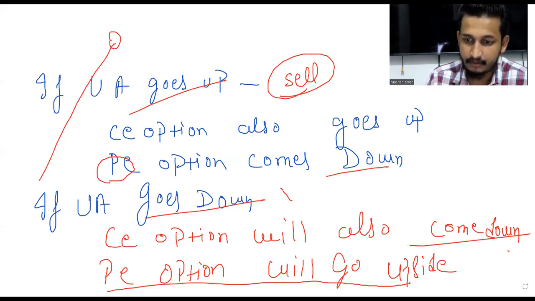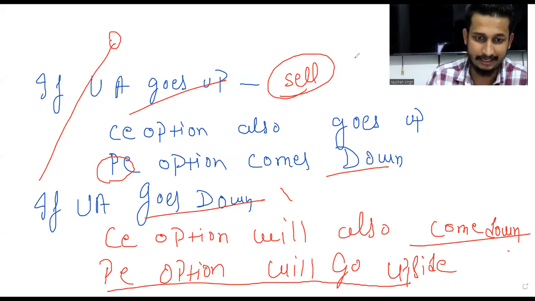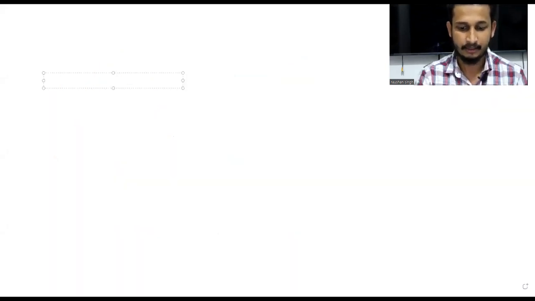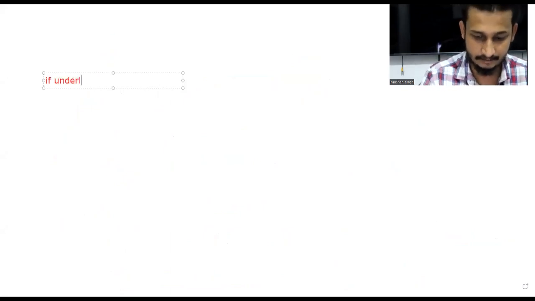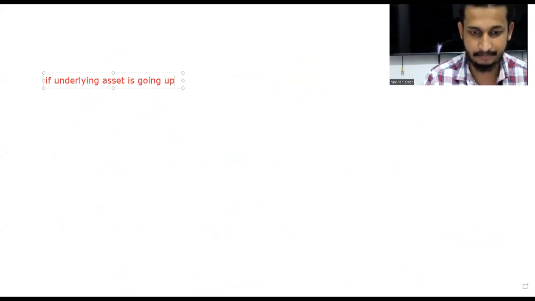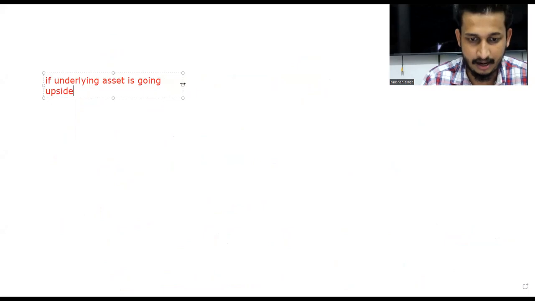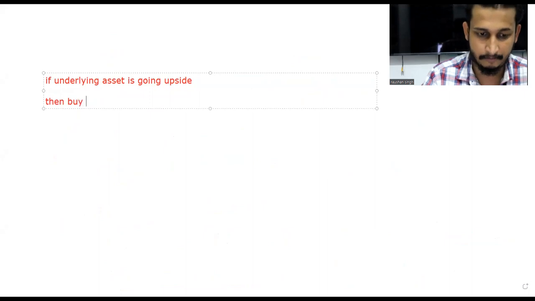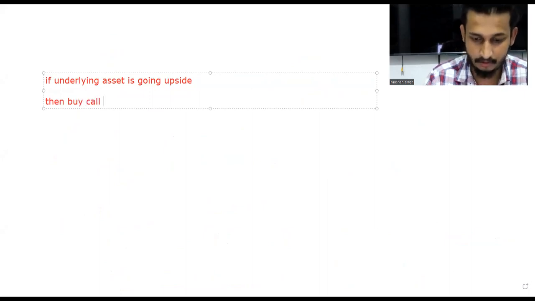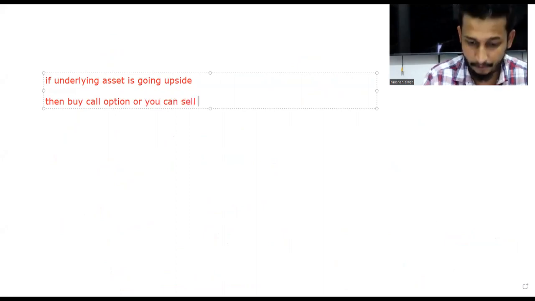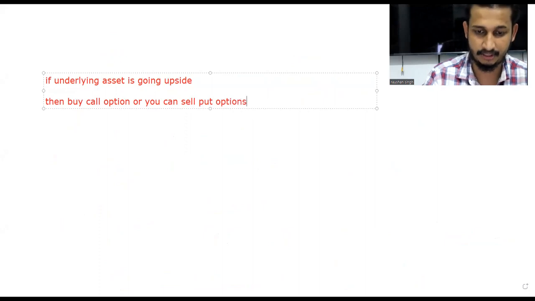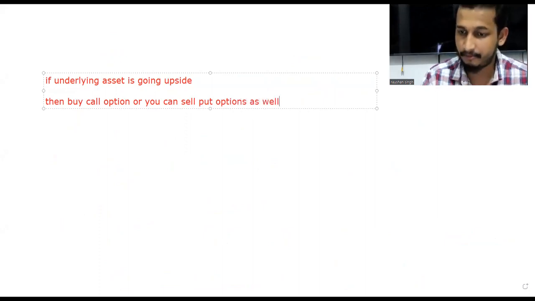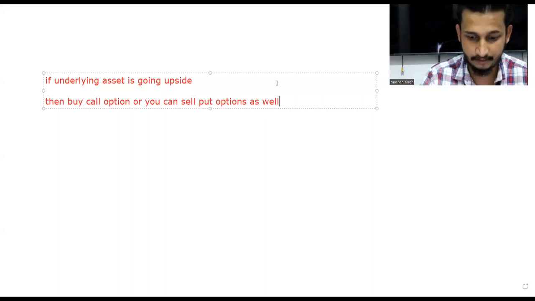So one thing over here is that if the underlying asset is going upside, then buy call options, or you can sell put options as well. In both ways we can make profit. Which one is more profitable? I'll talk about it.